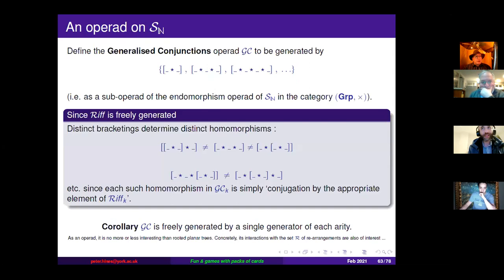And we're going to look at the endomorphism operad of the symmetric group of the natural numbers in the category of groups with products. And then we're going to look at the suboperad of this generated by these generalized conjunctions. And well, because our operad of hierarchical riffle shuffles is freely generated, it doesn't take long to conclude that distinct bracketings of this form are going to determine distinct homomorphisms, simply because they're defined by conjugation by the appropriate elements of the riffle shuffle. And well, this tells us that our operad of generalized conjunctions is freely generated by a single generator of each arity. And so again, we're precisely looking at rooted planar trees.